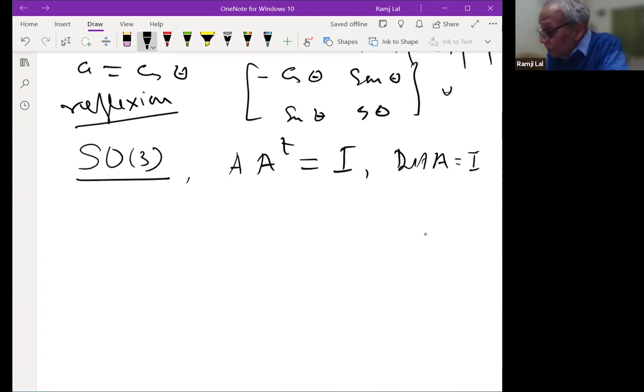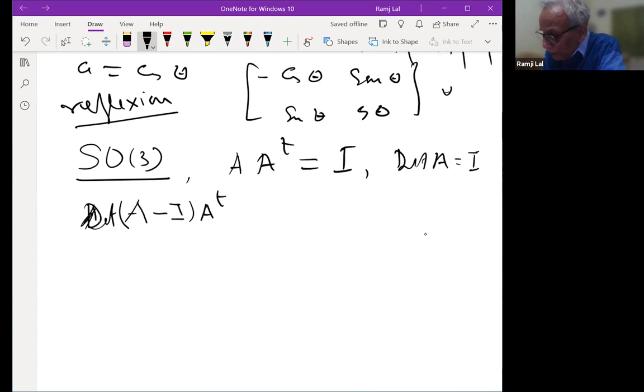that if you take A to be such a 3x3 matrix with this property, A A transpose is identity, then let us look at its eigenvalues. Now I'm using a little bit of linear algebra. So look at A minus identity, and look at its determinant.